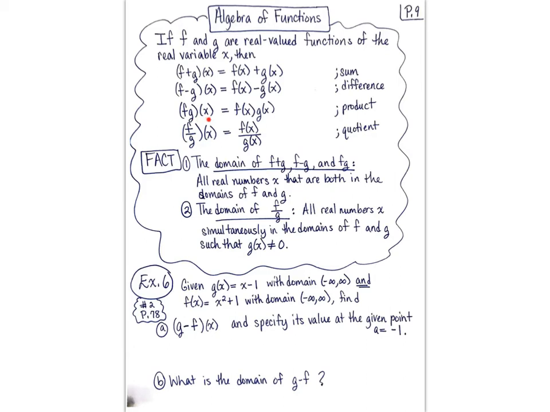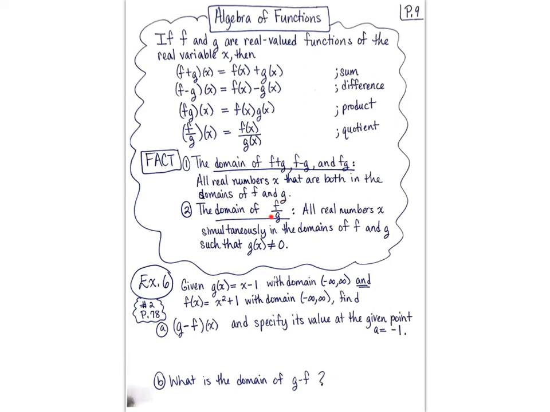So f times g of x is equal to f of x times g of x. That's our product. And we can divide them. f divided by g of x is equal to f of x over g of x. This is called our quotient. A couple of facts here. The domain of the first three, which is the sum, difference, and product, is all real numbers x that are both in the domain of f and the domain of g.